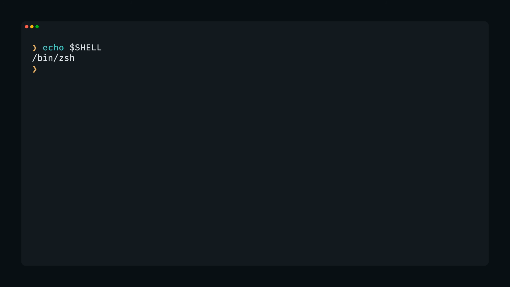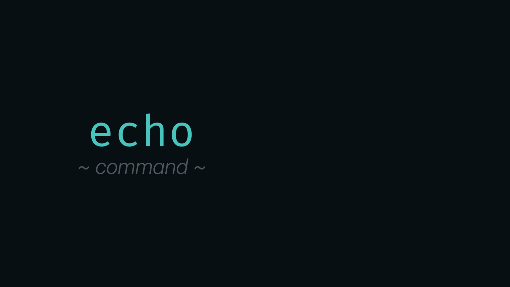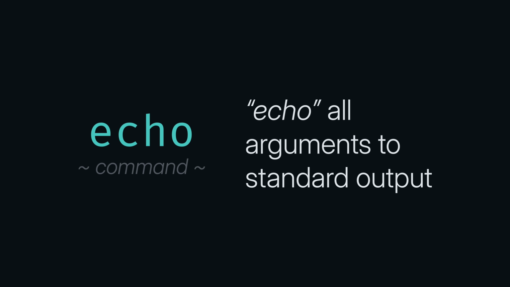There are really three things to unpack here. There's the command echo, the $ sign, and the word SHELL. So let's start with echo. Echo is a command that simply prints its arguments back to the screen.